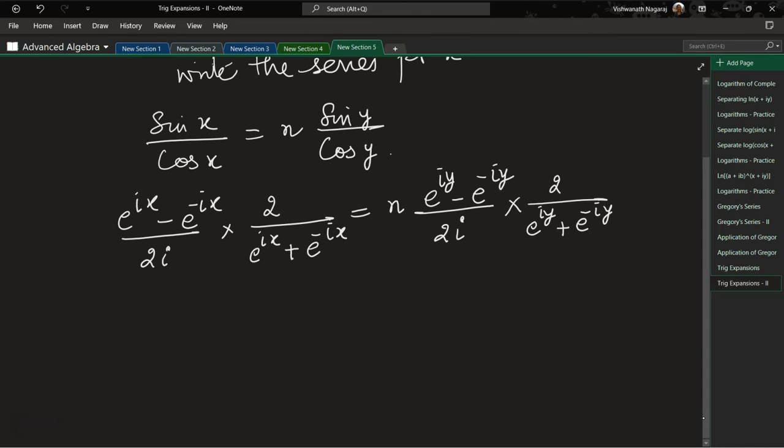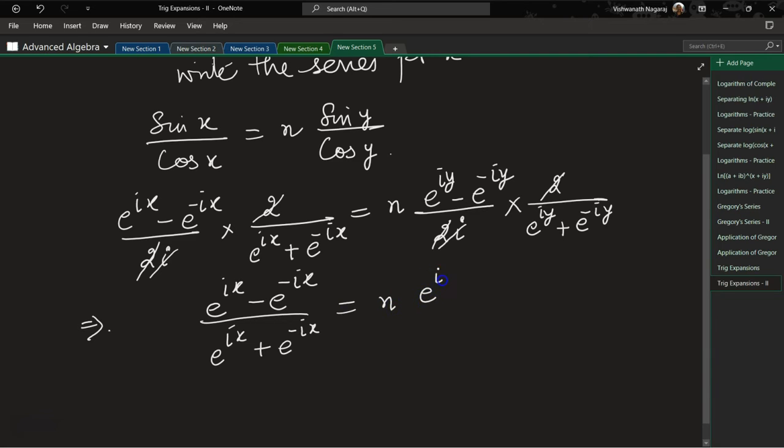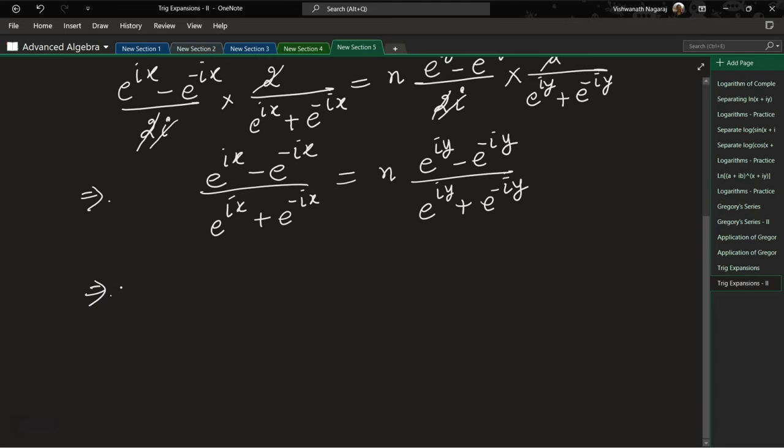Okay. Now here if you notice, 2 and 2 gets cancelled. I and i gets cancelled. So we are left with e to the power of i x minus e to the power of minus i x by e to the power of i x plus e to the power of minus i x is equal to n times e to the power of i y minus e to the power of minus i y by e to the power of i y plus e to the power of minus i y. Now this, let's cross multiply it.